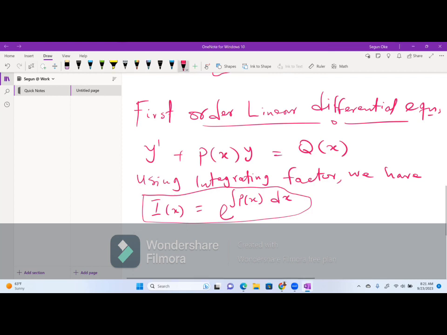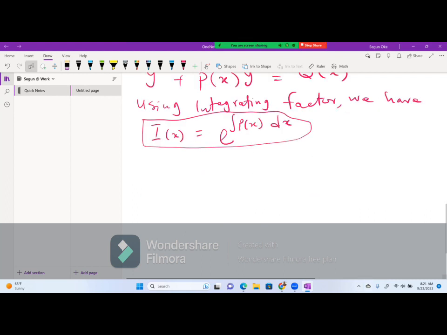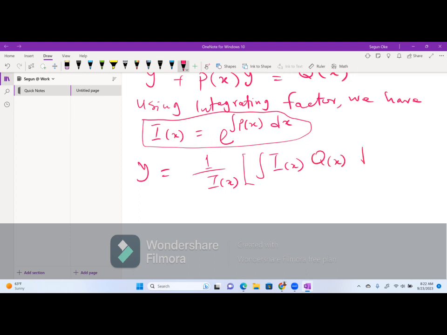I will now have my y equal to 1 over I of x, times the integral of I of x q of x dx, plus c.